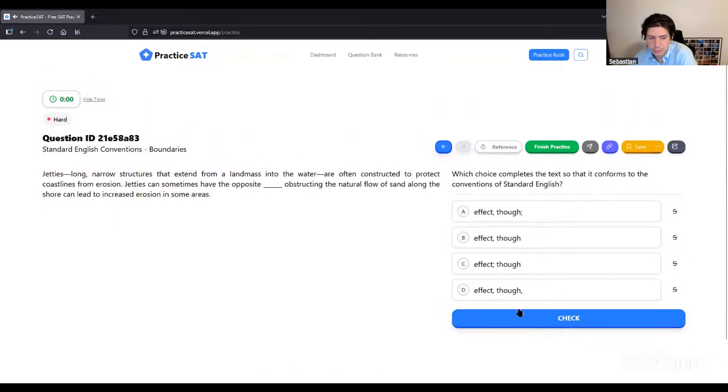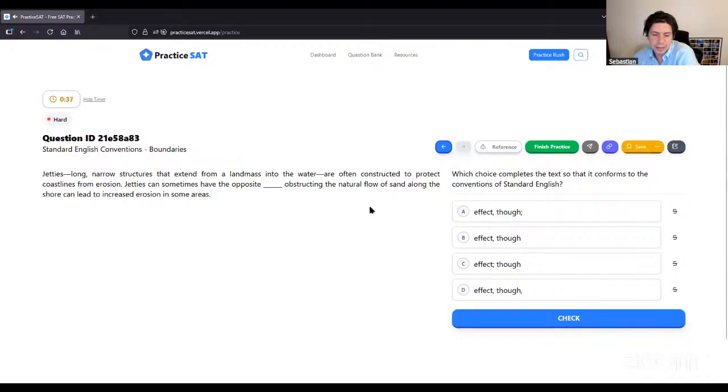I'm loving this. Jetties, long, narrow structures that extend from the landmass into the water, are often constructed to protect coastlines from erosion. Jetties can sometimes have the opposite effect, obstructing the natural flow of sand along the shore, which can lead to increased erosion in some areas. Now, this is another "though" question.